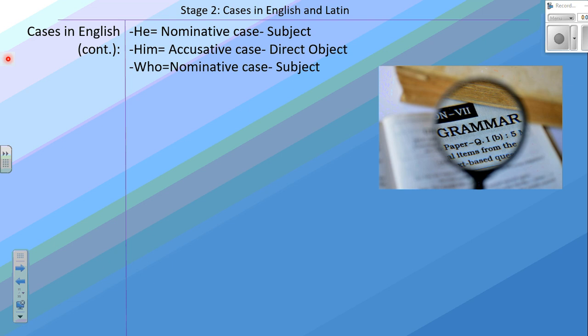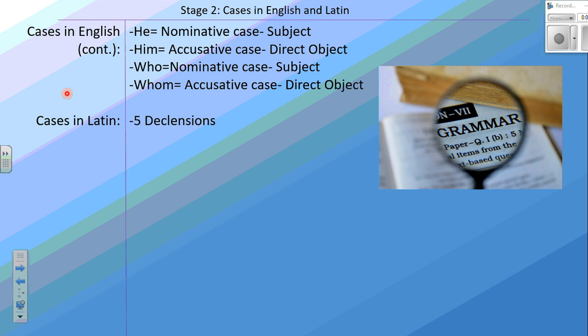Who works the same way. Who is our nominative case and is the subject. Whom is the accusative case and is the direct object. Notice him and whom, both ending in M when they become the accusative case. We're actually going to see that happen in English as well. Accusative cases use the M as their ending to mark that they're the direct object. So in Latin, there's 5 declensions, like I said.